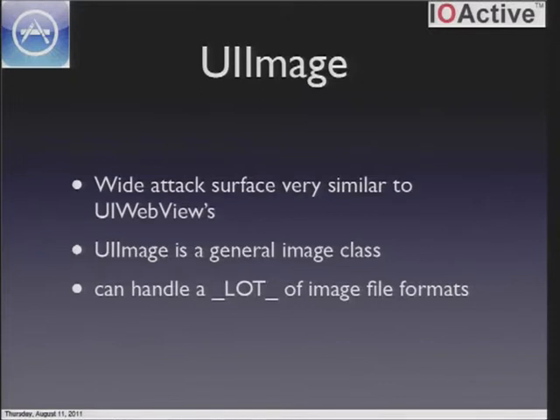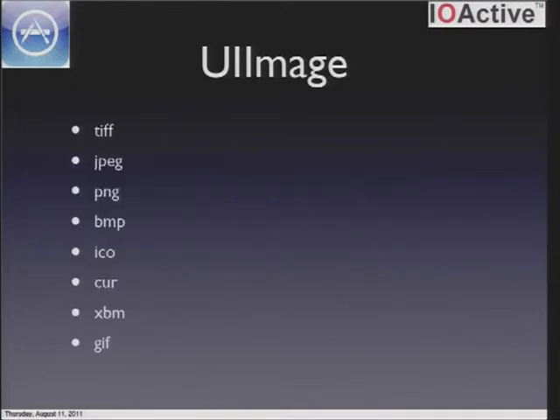UIImage is sort of a similar class for iOS. And what UIImage does is it's sort of a container class which can hold a whole bunch of different file formats. And you just point it at something and it'll just take it, figure out which file format it is, and render it. This is a non-exhaustive list of the formats it supports.